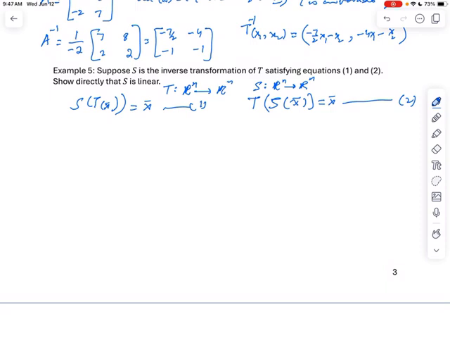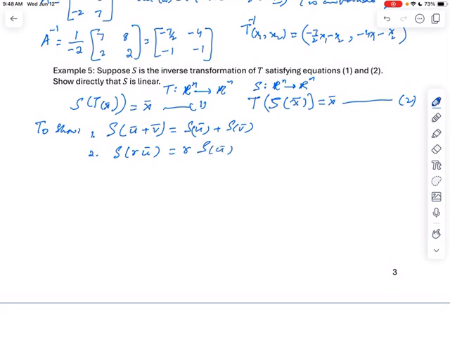So there are two properties that we have to prove, if you recall, for S to be linear. So we have to show that S of some two vectors u plus v is equal to S of u plus S of v. Okay? And then the second one is that S of r times u is equal to r times S of u. So these are the two statements we have to prove.